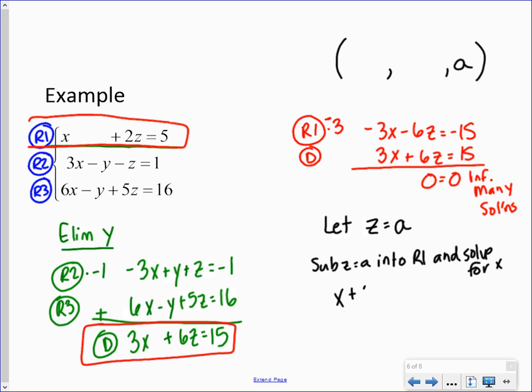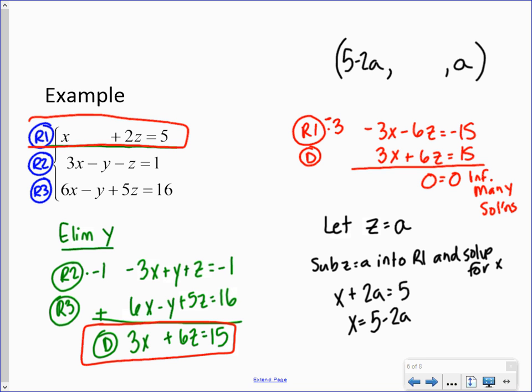So x plus 2a equals 5. That means x is 5 minus 2a. So whatever z is, whatever point I am, that is infinitely many solutions, x is 5 minus 2 times a. See how I'm doing that? I'm writing it in terms of a's. And now I need to figure out what y is.